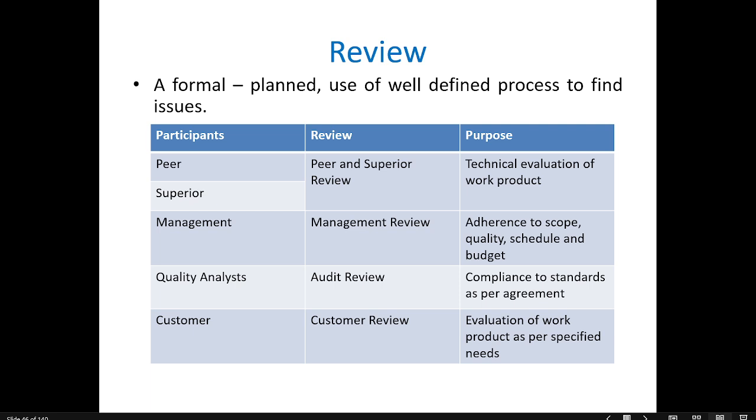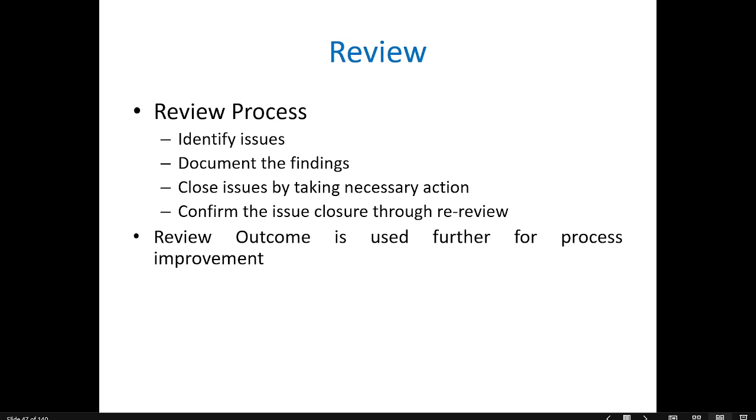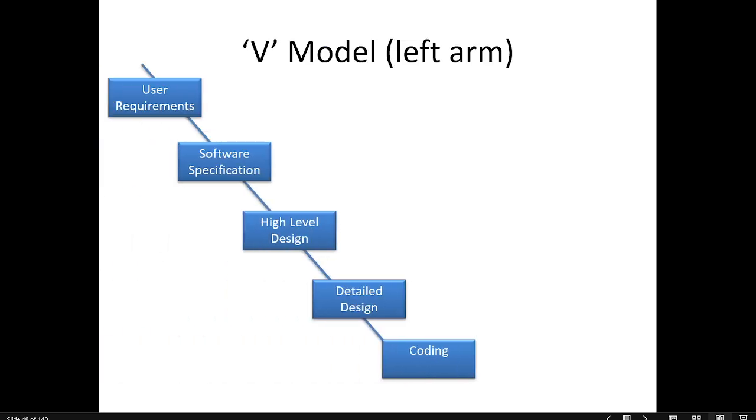For a peer or superior review, the participants will be peers and the purpose is technical evaluation. In a management review, the participants are management, and the purpose is adherence to the scope, quality, schedule, and budget. An audit review is done to check quality by quality analysts, or we can say the QA team, and compliance to the standard as per agreement. In a customer review, customers are involved and they will strictly evaluate the product as per specified need.